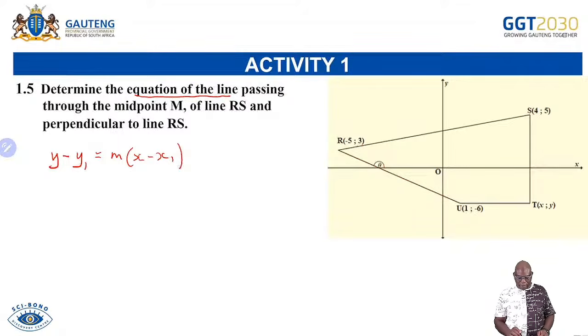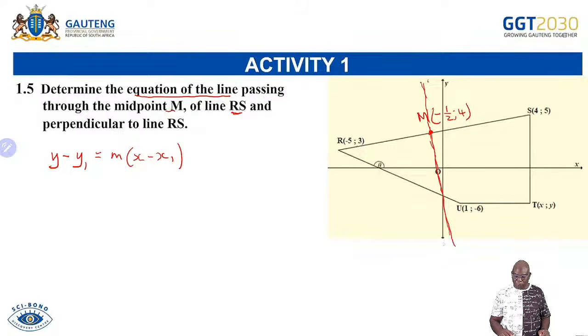But they say the line is passing through the midpoint of P. Oh, remember the midpoint M here? It was how much? -½ and 4. Oh, I still remember it. Now, it says that line is passing through that line of RS, and that line is perpendicular. Now, they say there's a line which is perpendicular, it's passing through here. I don't know at which point, but we just know that it's passing through this and it's perpendicular. I love this question.